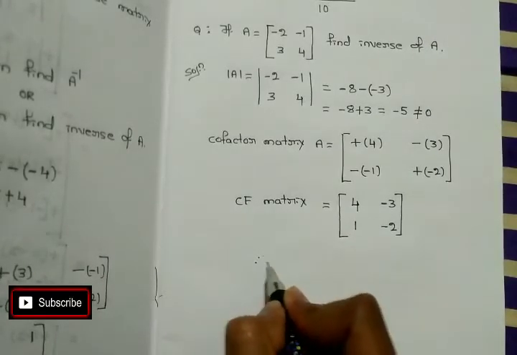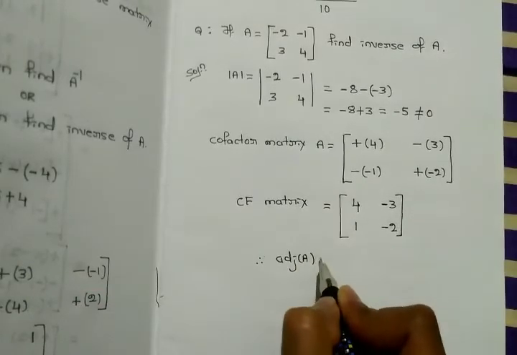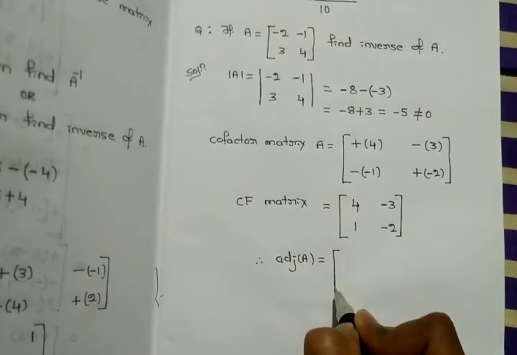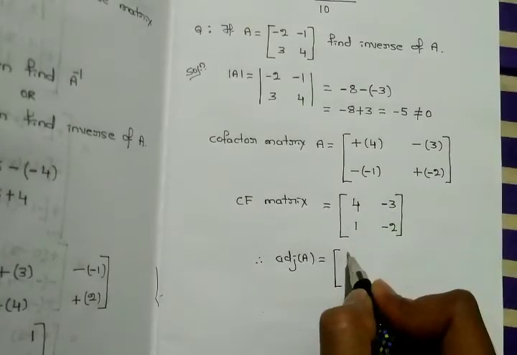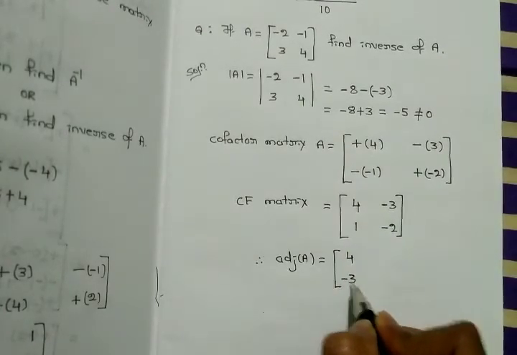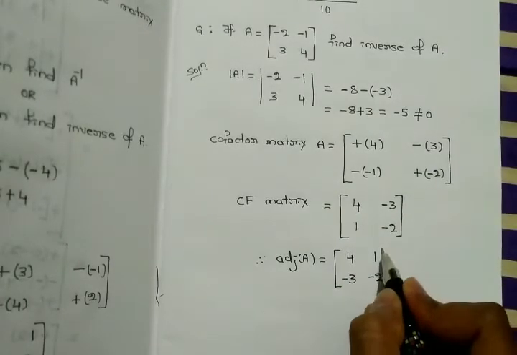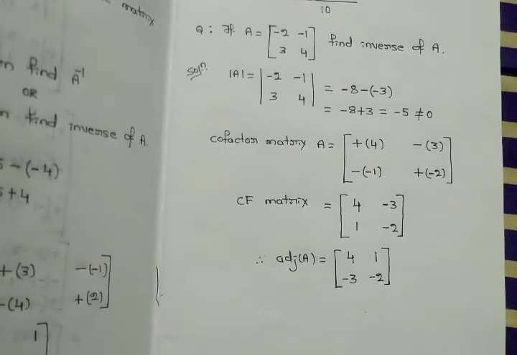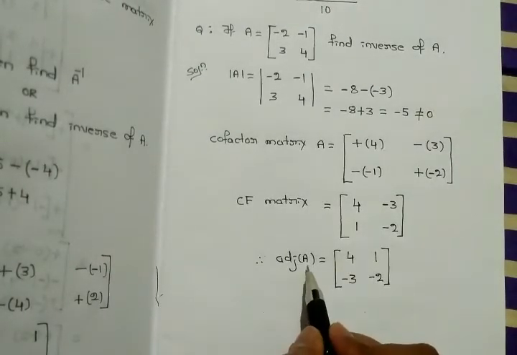Next, find adjoint of A. So adjoint of A is equal to, take the transpose of the cofactor matrix. First row, write it as a first column. Second row, write it as a second column. So this is the value of adjoint of A.